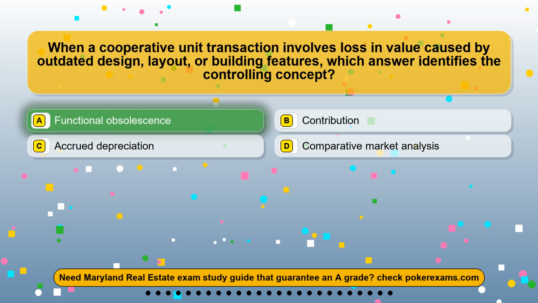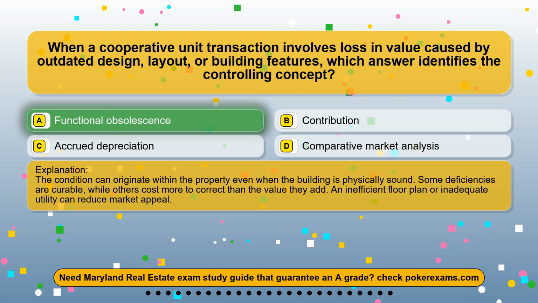The correct answer is option A. Functional obsolescence. The condition can originate within the property even when the building is physically sound. Some deficiencies are curable, while others cost more to correct than the value they add. An inefficient floor plan or inadequate utility can reduce market appeal.